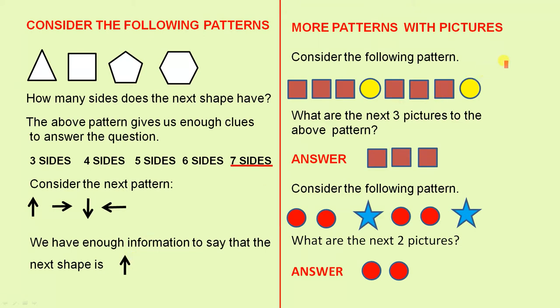More patterns with pictures. Consider the following pattern: 3 squares, circle, 3 squares, circle. What are the next 3 pictures to the above pattern? Obviously 3 squares, because it's just a very consistent pattern. Consider the following pattern, which is this one: 2 circles and a star, 2 circles and a star. What are the next 2 pictures? 2 circles, because it just follows the pattern. It's quite regular.